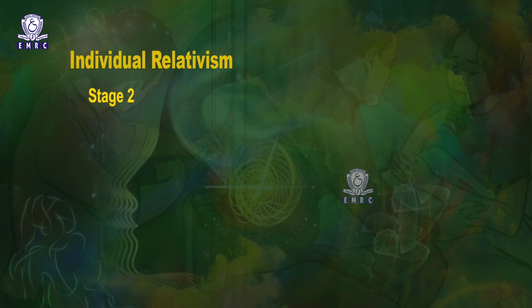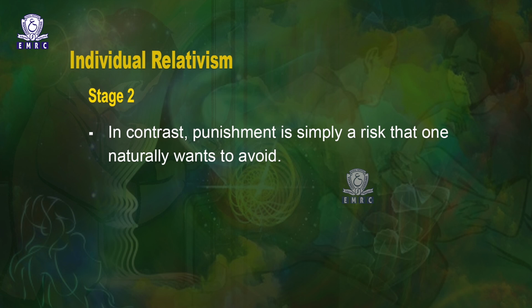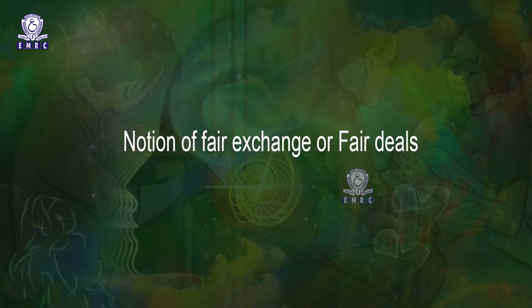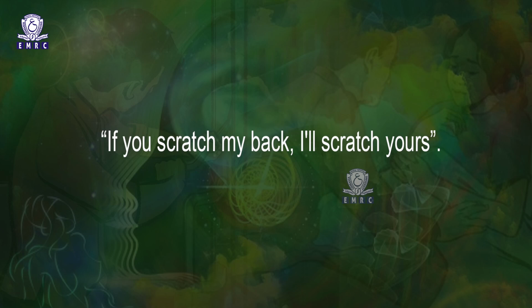At stage 2, in contrast, punishment is simply a risk that one naturally wants to avoid. Although stage 2 respondents sometimes sound immoral, they do have some sense of right action. This is a notion of fair exchange or fair deals. The philosophy is one of running favors. If you scratch my back, I'll scratch yours.